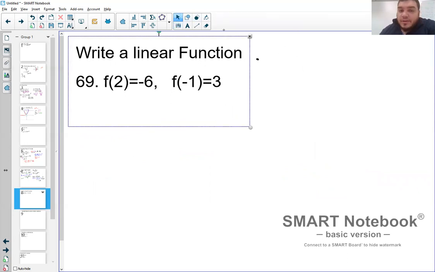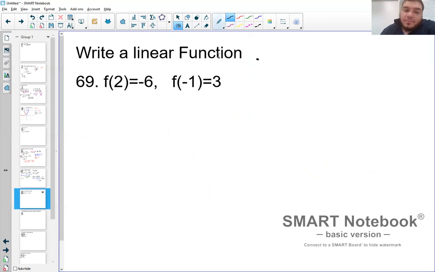Okay, this is literally algebra 1. It's too simple. I almost kind of want to skip it, but I won't.